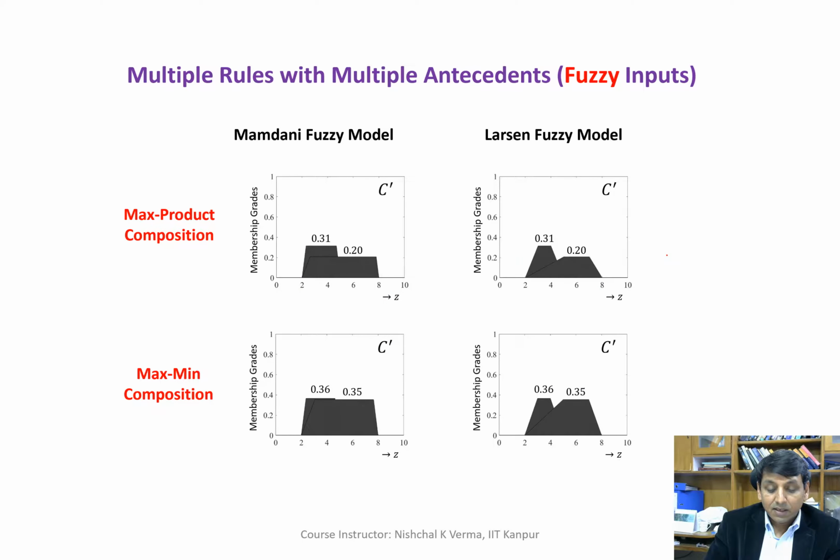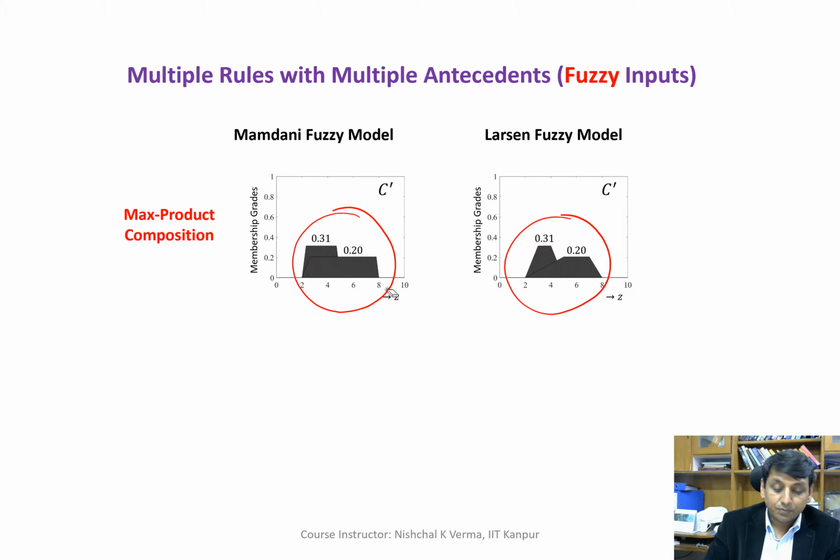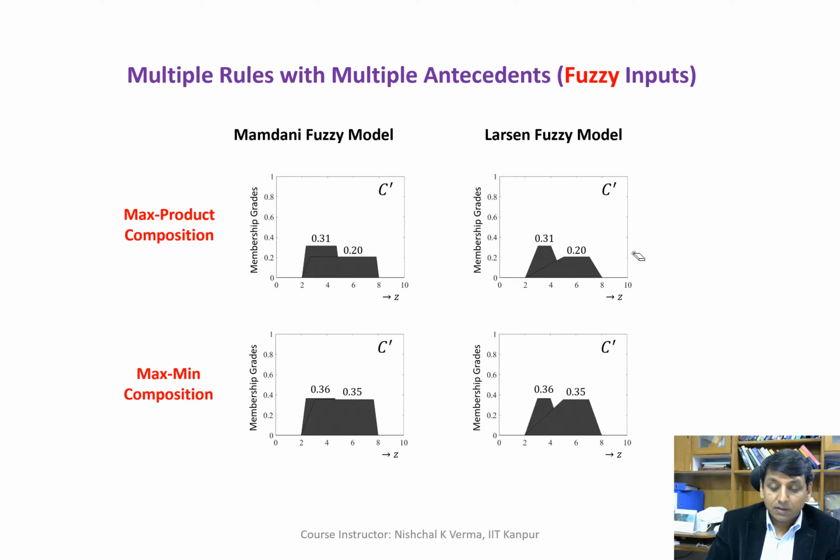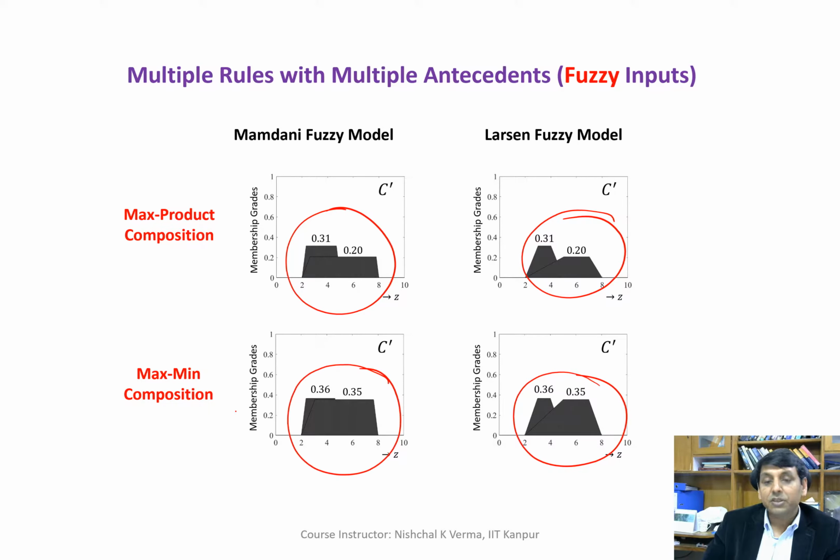Now let us compare this with the max min composition, and we see that all four are different. When we use max min composition, here also the Larsen and Mamdani both are producing different fuzzy outputs. So we can see that even with the same max min composition, different models are producing different fuzzy outputs corresponding to the same fuzzy inputs, and so the crisp outputs also will be different.